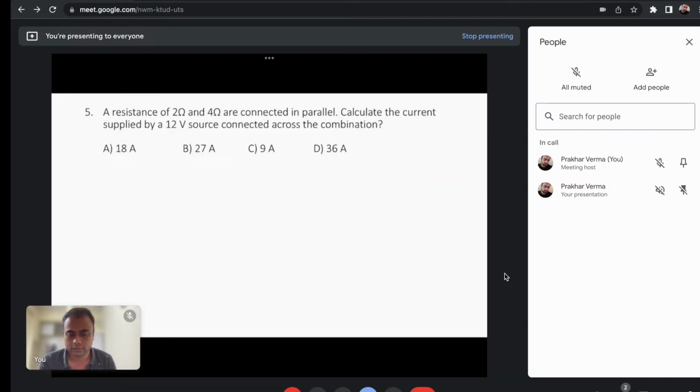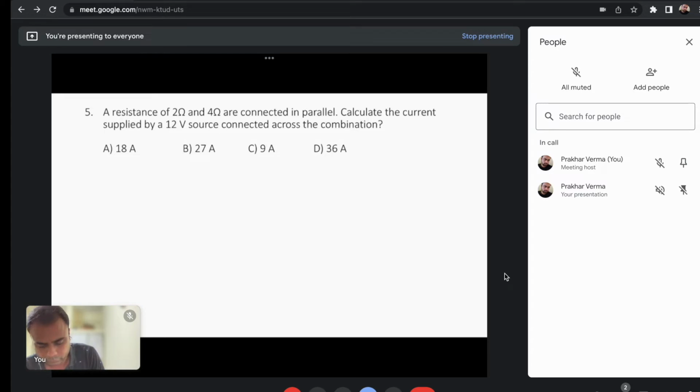So again, this is a straightforward question. A resistance of 2 ohm and 5 ohm are connected in parallel, and we have to calculate the total current supplied by a 12 volt source connected across the combination. I will be solving this question step by step. You can input your answer on the chat box.